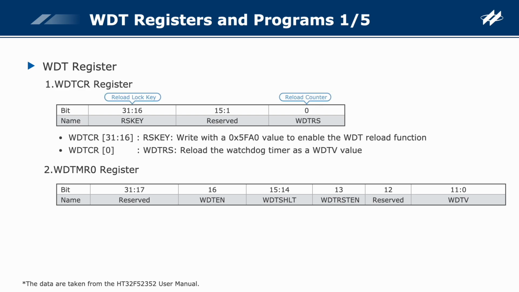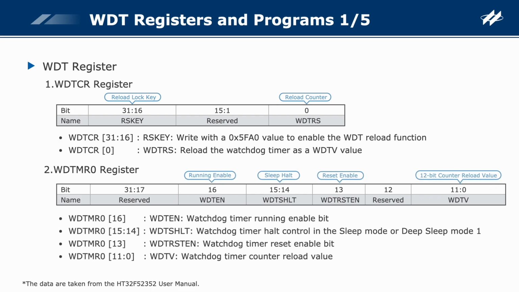The first register is the Watchdog Timer Control Register, WDTCR. The RSKEY bits are the reload lock key, and the WDTRS bit is the watchdog timer reload bit. Set the WDTRS bit to 1, and set the RSKEY bits to 5FA0 hex, the WDT reload function can be enabled, and the counter will be reloaded with a WDTV value.